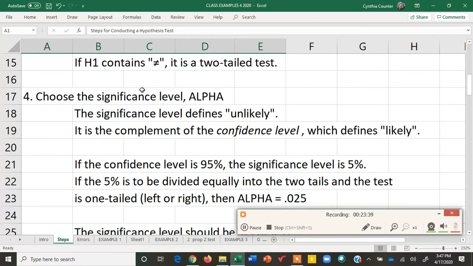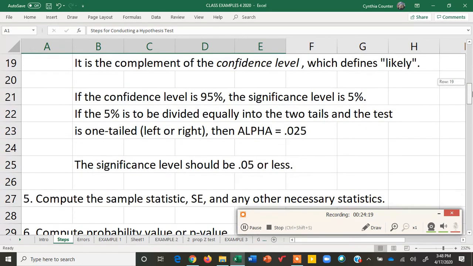We choose our significance level alpha because this defines unlikely. This is how we determine whether our null or alternative hypothesis is more likely true. So it is a complement of the confidence level. And since we usually talk about the middle 95% of the sampling distribution of proportions as being the likely values, then when we do one-tailed, either left or right hypothesis tests, we are going to use 0.025 to define our unlikely. And that's what I'm saying down here. So for a one-tailed test, alpha will be 0.025.